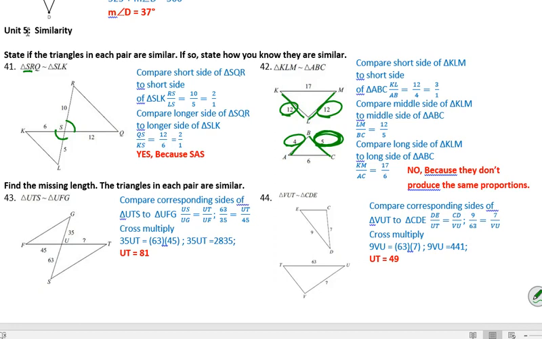This time we're going to use what we know. We're going to use this statement right here. We're going to do our US, first over last, over UG, and set that equal to UT over UF. Why are we doing that? Because these are the sides that we have. So we're looking here. See this?